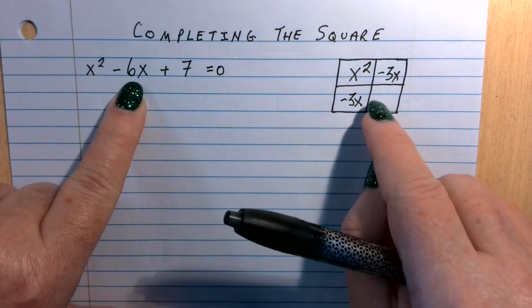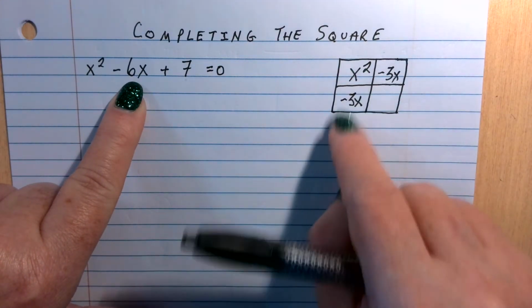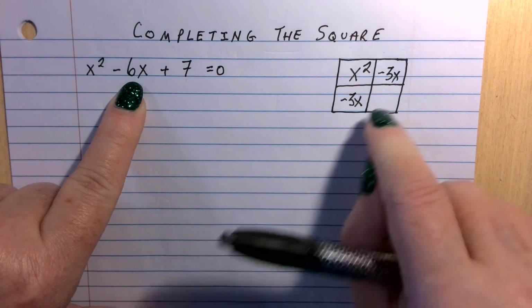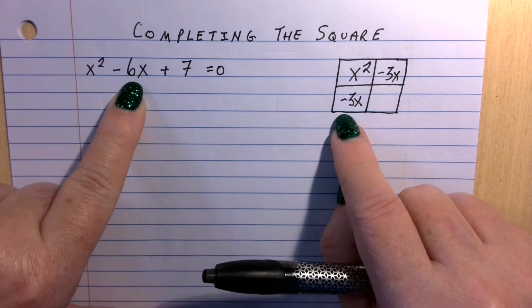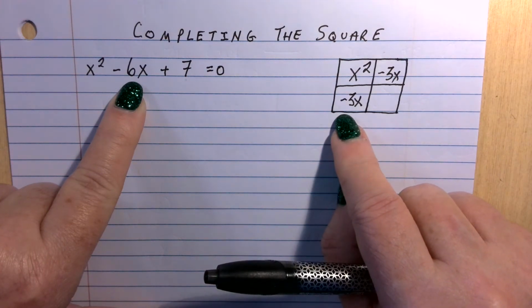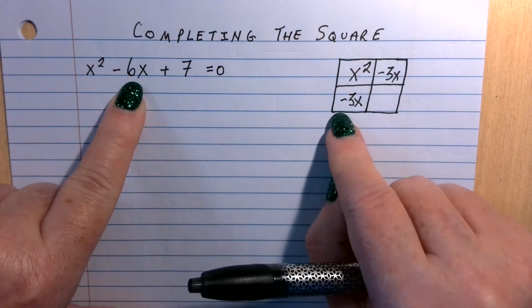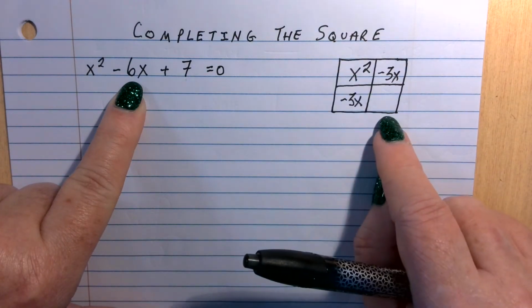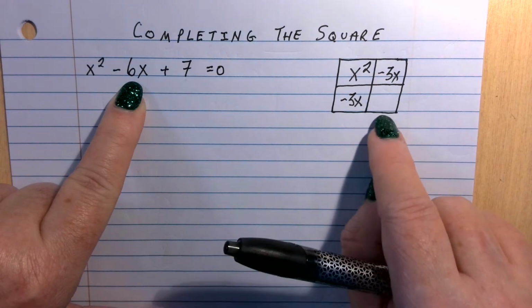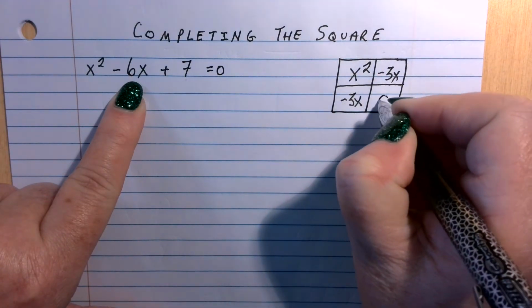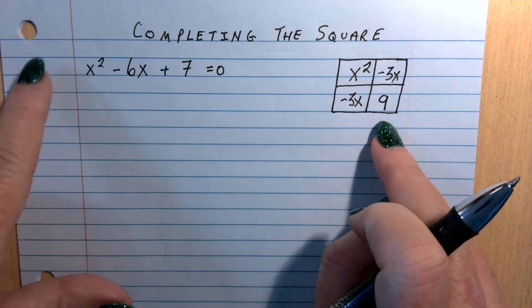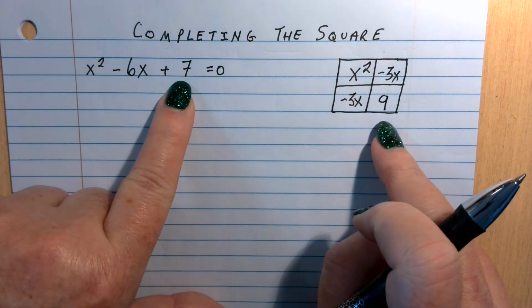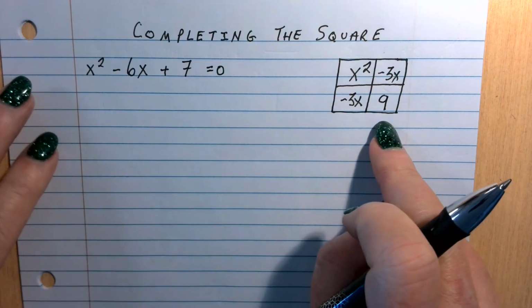I remember that the diagonals, the product has to be the same. The product of negative 3x and negative 3x is 9x squared. So if this product is 9x squared, this product must be 9x squared. The only way to make this be 9x squared is if we have a 9 here. That means my last term, instead of being a 7, needs to be a 9.